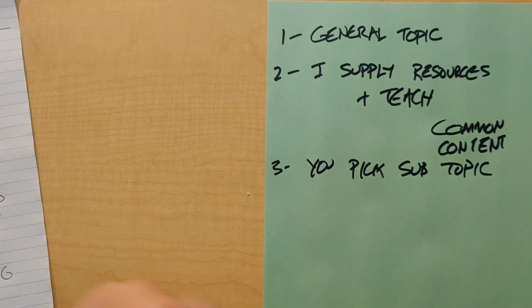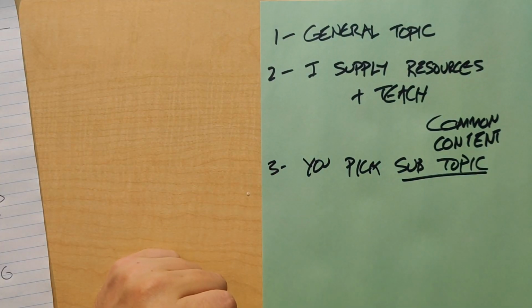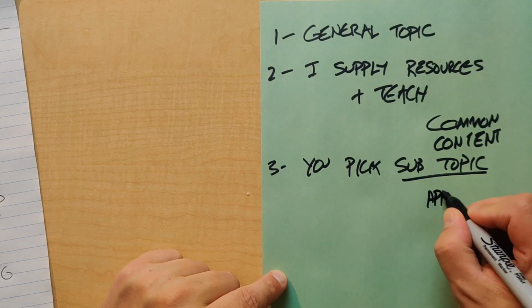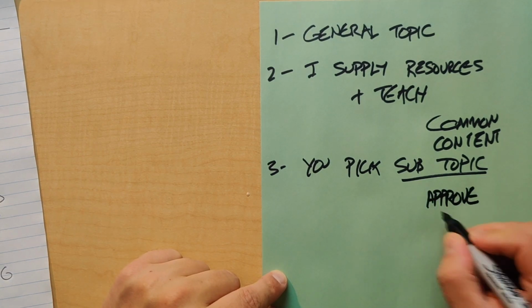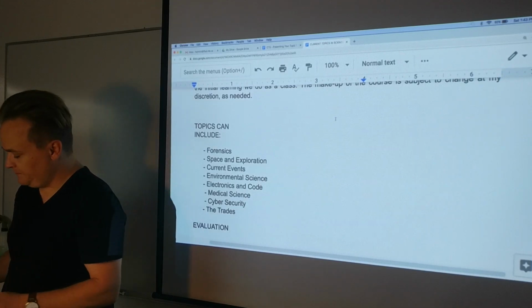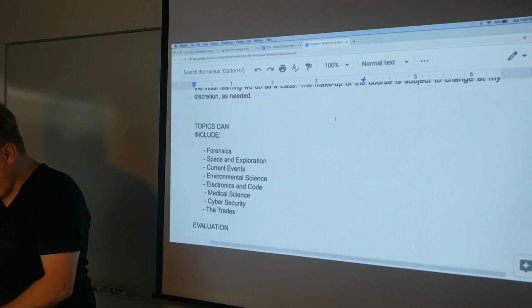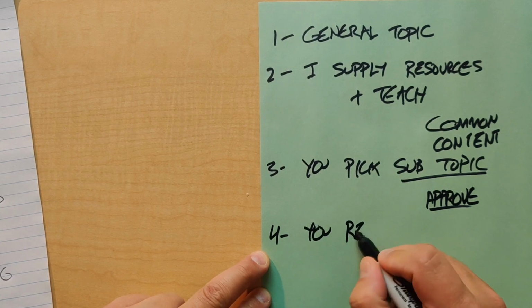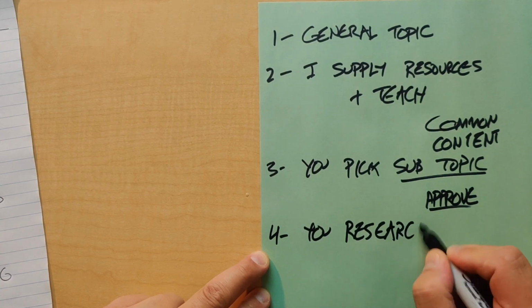So that's what you have to do next. You pick a subtopic, and I have to approve it. Because sometimes you might have something that's either too complicated or there's not enough info on. And then step 4, you research. You can elaborate on that.